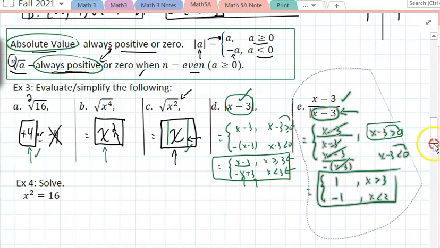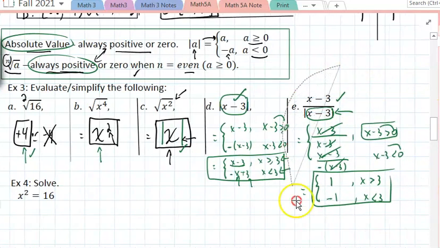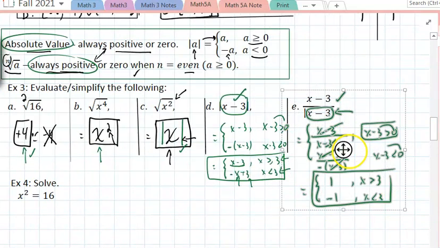I'm going to shift that up a bit. Oh, that's not going to allow me to do that. Never mind.